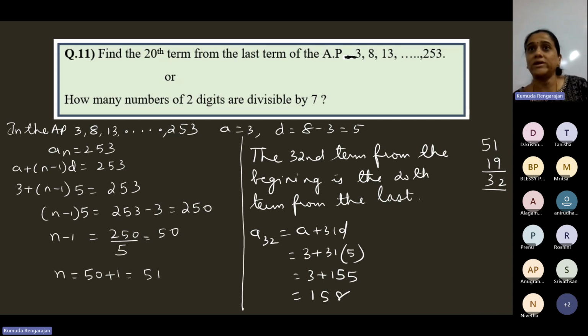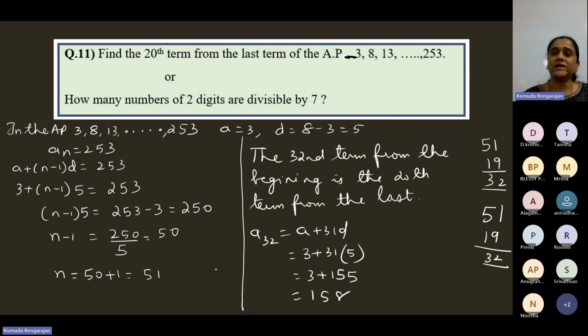But you want to find the 20th term from behind. You should not find A20. A20 is the 20th term from the beginning. No, but you want to find the 20th term from behind. So what is its position from the beginning is what you have to find. That is this subtraction. N is 51 minus 20. Take one less than that, 19. And you get 32. So the 20th term from behind is the 32nd term from the beginning. So find A32 and it's 158.